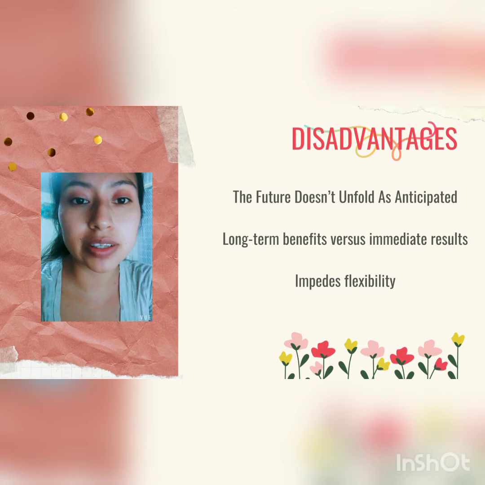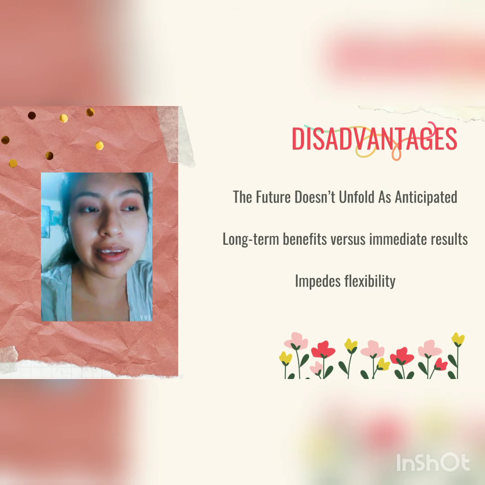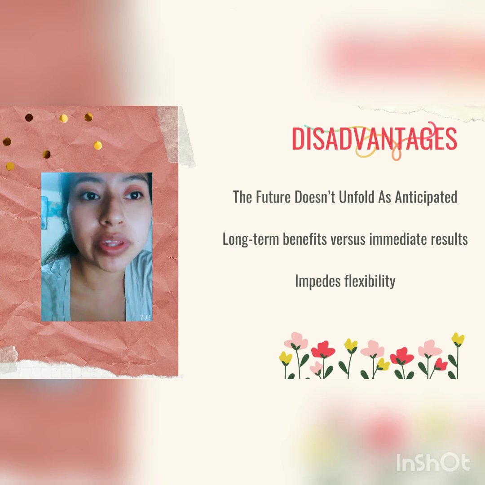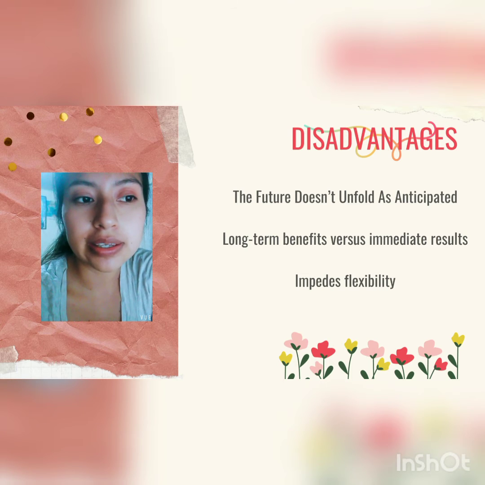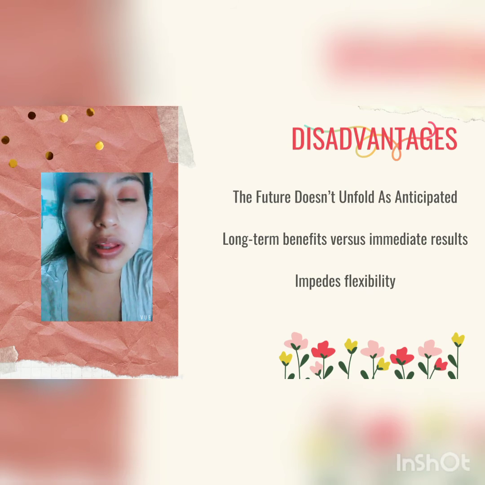Disadvantages of the organizational strategies. The first one is that the future doesn't unfold as predicted. It means that strategic management requires the organization to anticipate the future environment in order to develop plans, and predicting the future is not an easy task. The second one is long-term benefits versus immediate results. Strategic management processes are designed to provide an organization with long-term benefits.